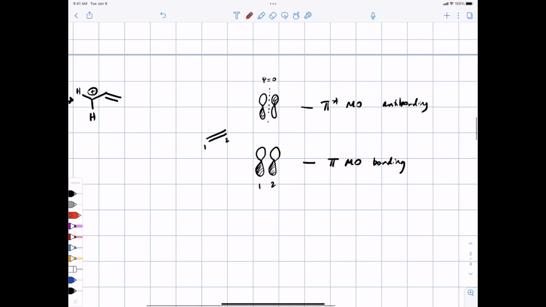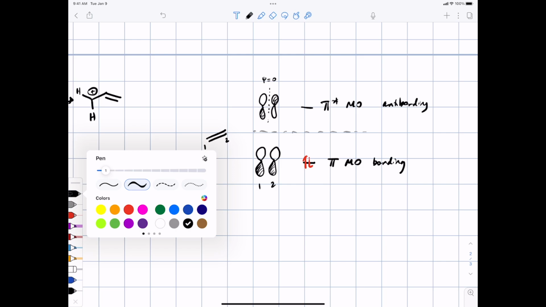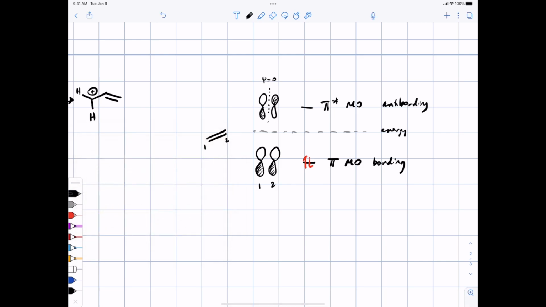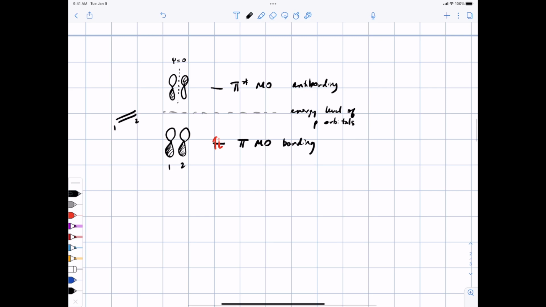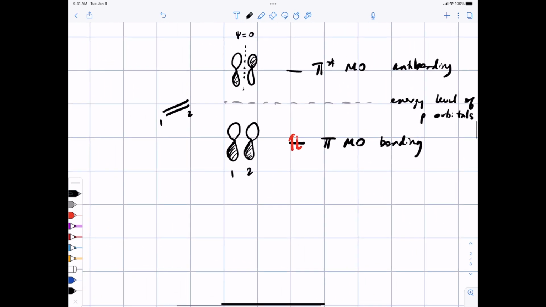And of course, for an isolated pi bond, you've got electrons in the pi molecular orbital, no electrons in the antibonding orbital, and this is a covalent bond. If you want, you can put a dotted line roughly at the energy level of the p orbitals that you start with to make the pi bond. The math of MO theory requires that when you add two atomic orbitals together, you get two molecular orbitals out.